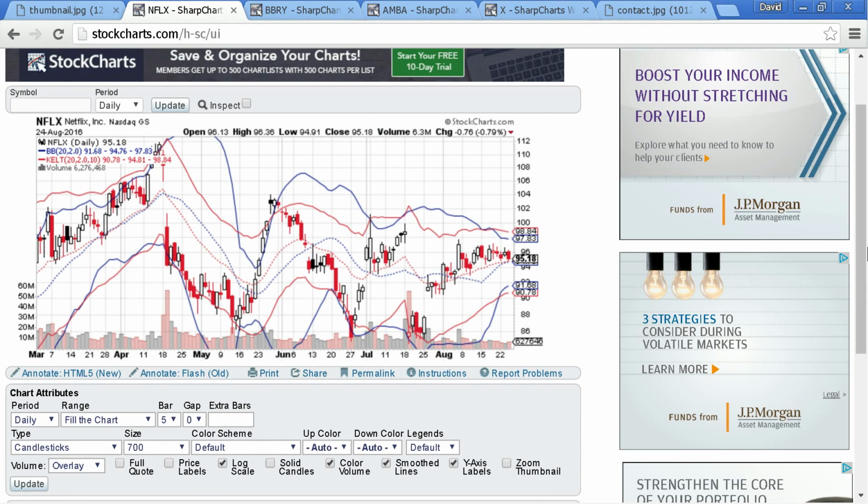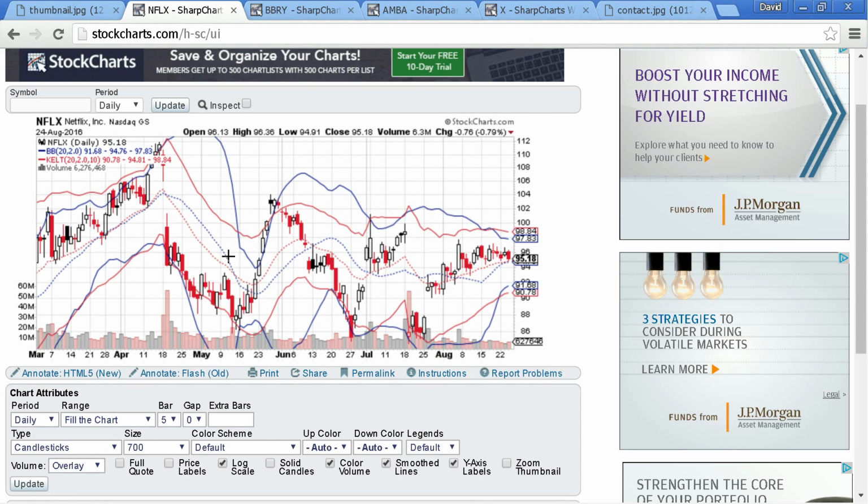All right, so let's take a look at the Netflix chart. This is the daily chart. And the red lines are the Keltner channels on the standard settings, and the blue lines are the Bollinger Bands with the standard settings of 20 period and two standard deviations. So standard settings here for Bollinger Bands are 20 and 2.